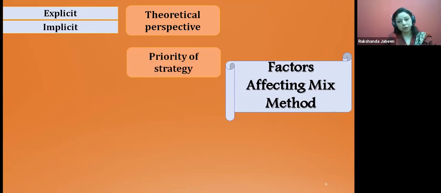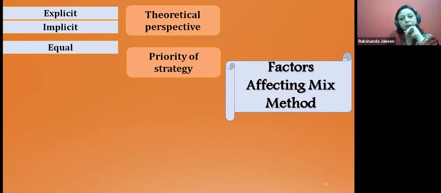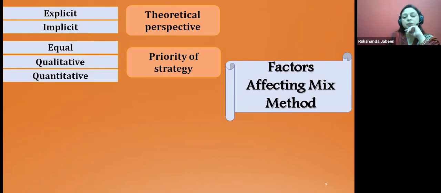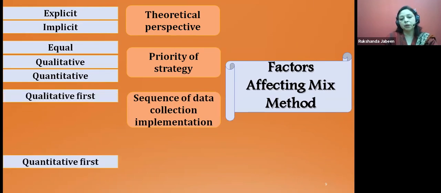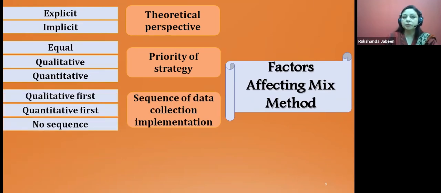Then comes the priority of strategy. What are the priorities? Are the data gathering, analysis, and everything going to be equal at the time? Will qualitative and quantitative data be collected equally, or is there any dominance, as we spoke earlier also? Now, the sequence of data collection and implementation. What is the sequence? Are you going to go for the qualitative first, then the gathering and analysis of quantitative data, and then come to the second phase, that is the other method, or is there no sequence?